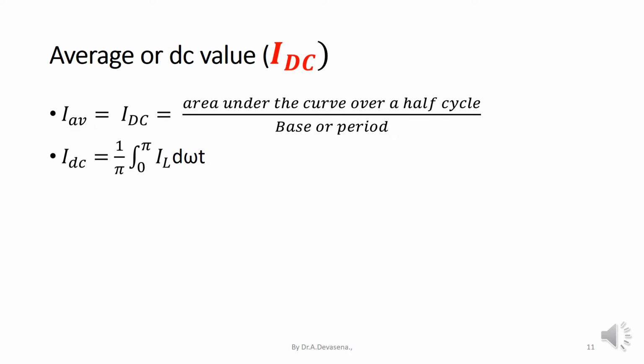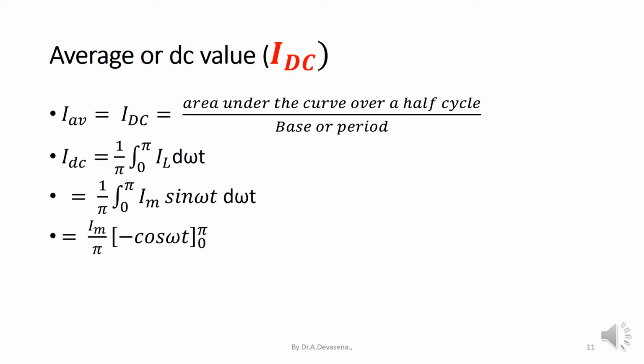For the full wave rectifier, the output is obtained for both the half cycles. Therefore, the lower limit of the integration is 0 and the upper limit of the integration is pi. This is equal to 1 by pi integral from 0 to pi of Im sin omega t d omega t. That is, the value of IL is substituted here. After obtaining the integration, we get Im by pi times minus cos omega t from 0 to pi. That is, the integral of sin omega t is minus cos omega t.